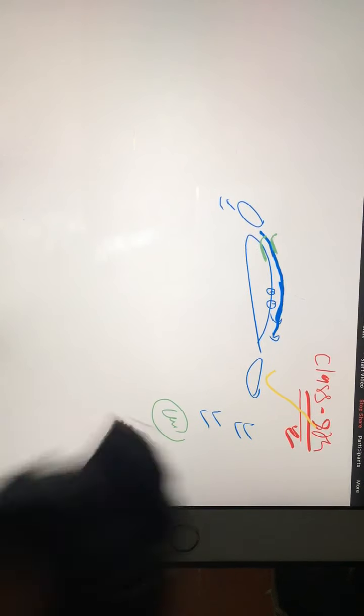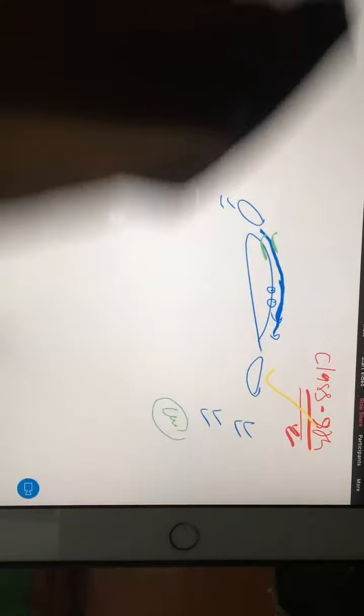Just a minute, I have a water bubble on my screen.